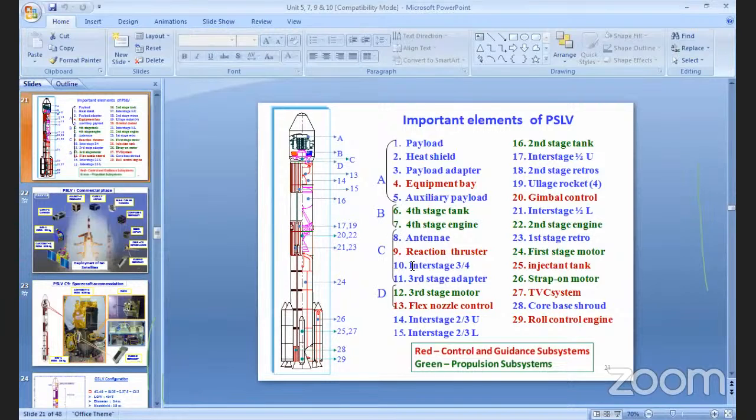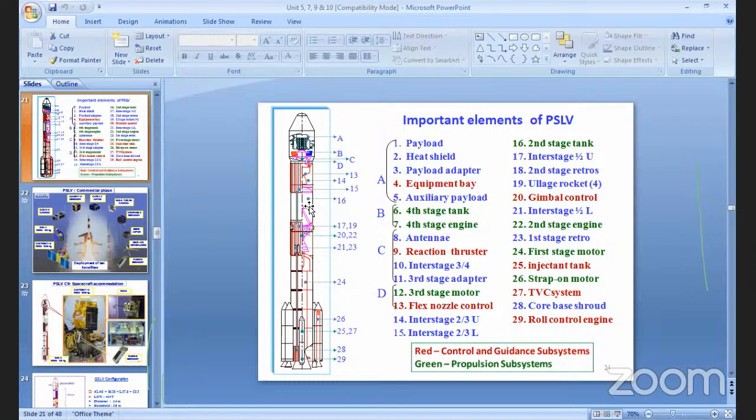In the C section, again, it consists of an antenna. Inside, the antenna has sensors. The sensors will observe the features and absorb the radiation, whether it is passive radiation or active radiation. And next one is a reaction thruster. The reaction thruster will react to any sensitive element observed by these sensors. Immediately, it responds.